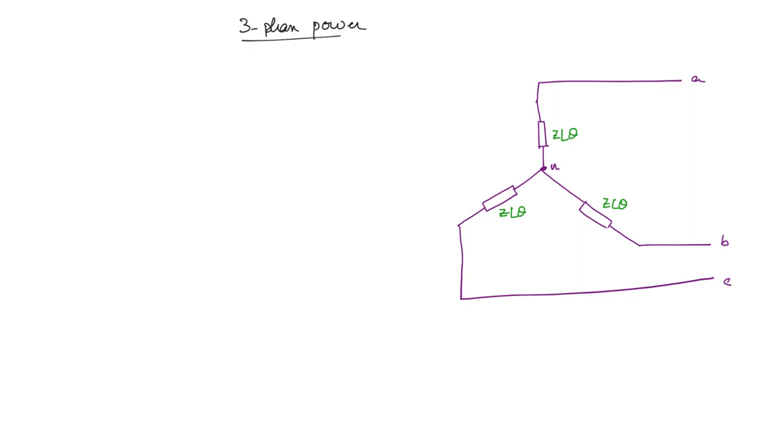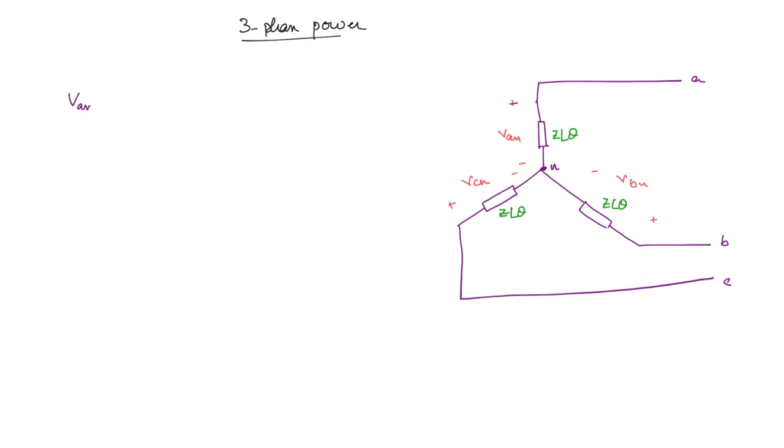Now the voltages: this phase voltage is VAN, this phase voltage is VBN, and this phase voltage is VCN. Now these voltages we will represent in the time domain, not the phasor domain but the time domain. Why is that the case? Because we want to find out the instantaneous power here, right? So we will represent them in the time domain.